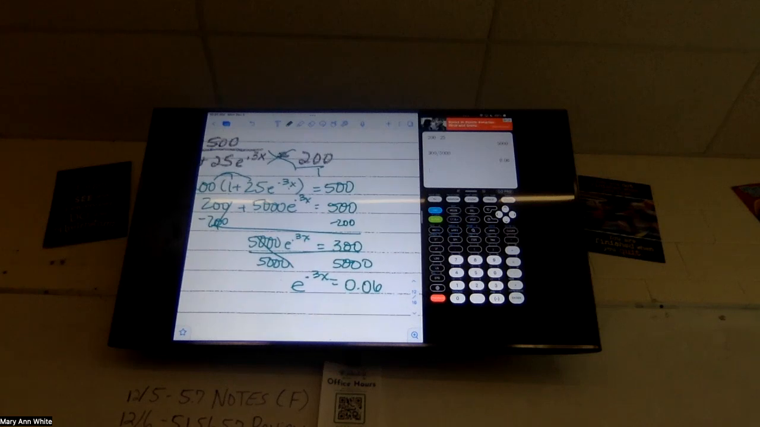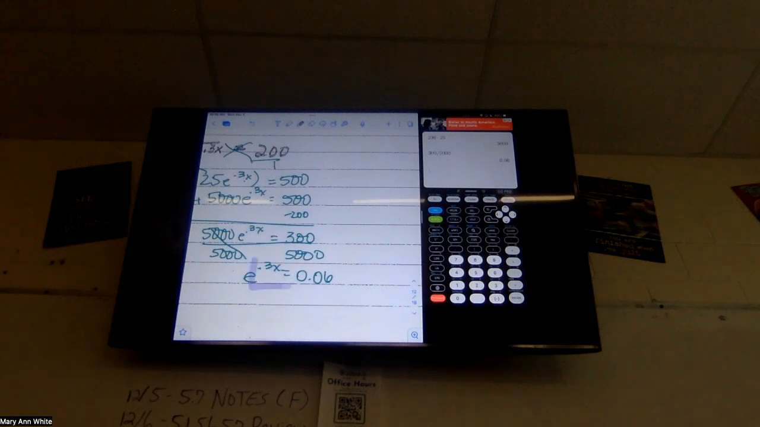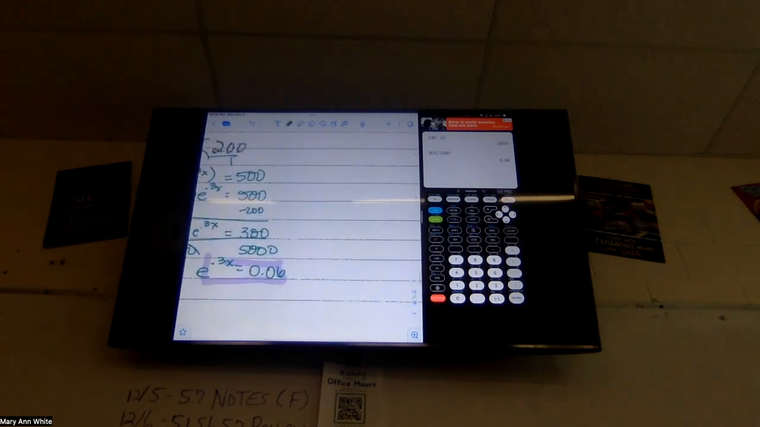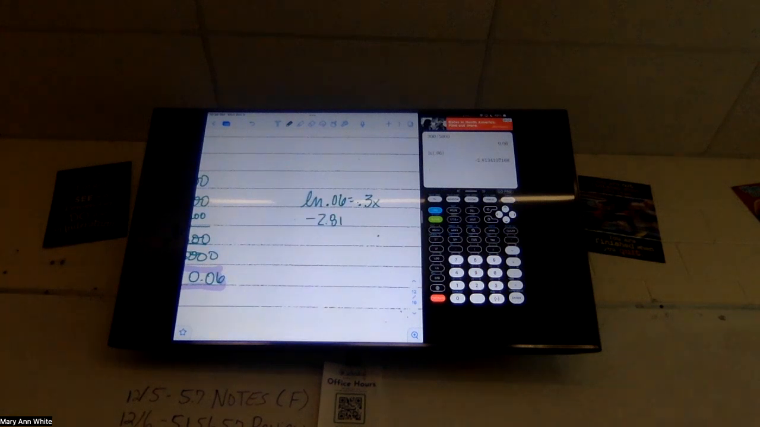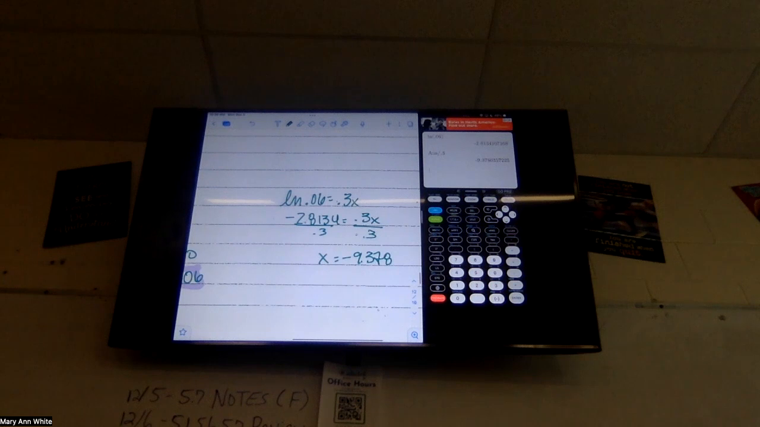So I have e to the 0.3x equals 0.06. Is everybody okay with that so far? All right, now is when I log roll. Base e is the same thing as ln, so ln of 0.06 equals 0.3x. Let's do ln of 0.06. I get negative 2.8134 equals 0.3x, and then we divide by 0.3. And I get x equals negative 9.3780.